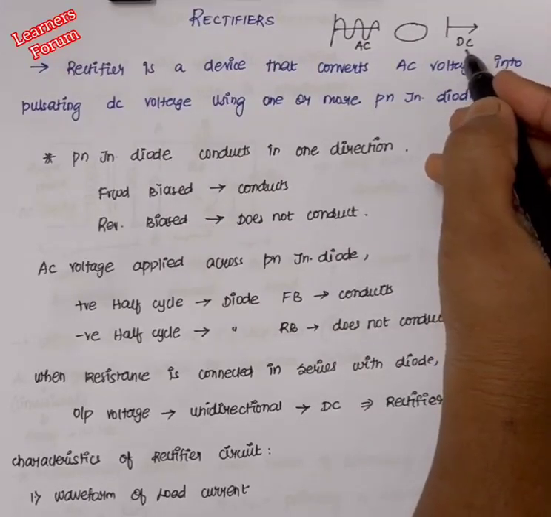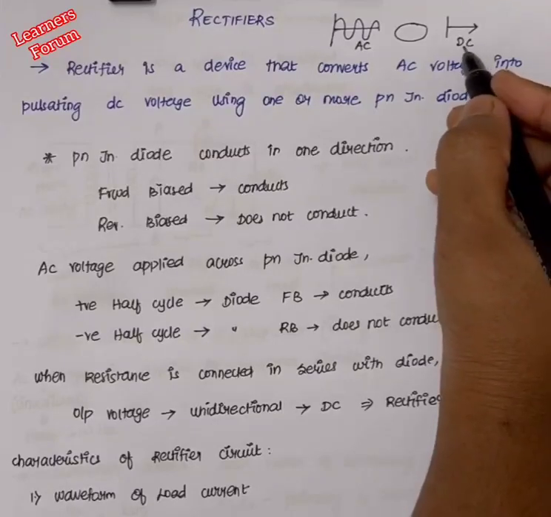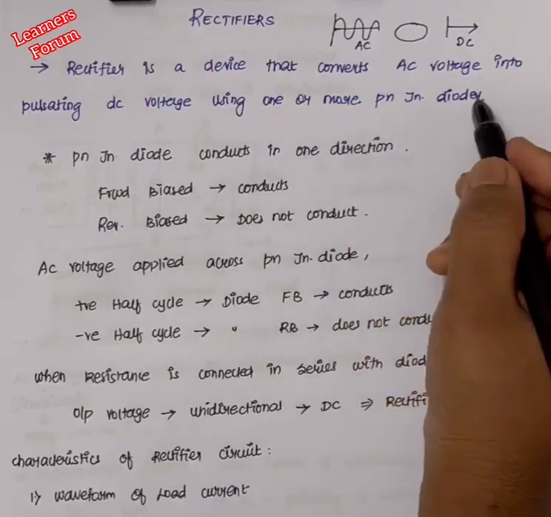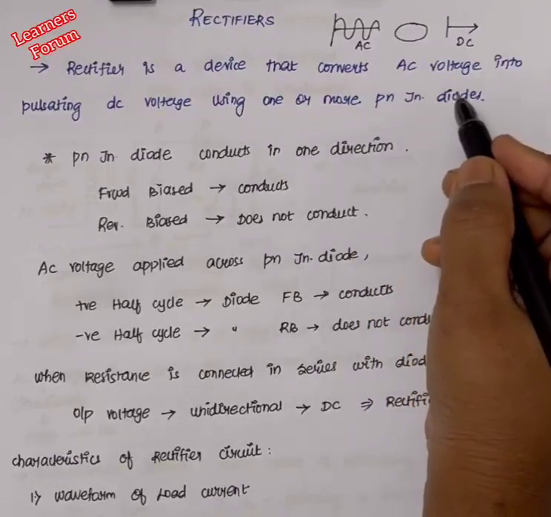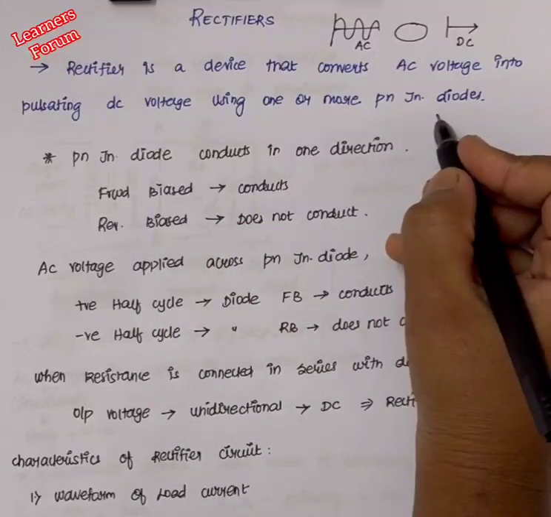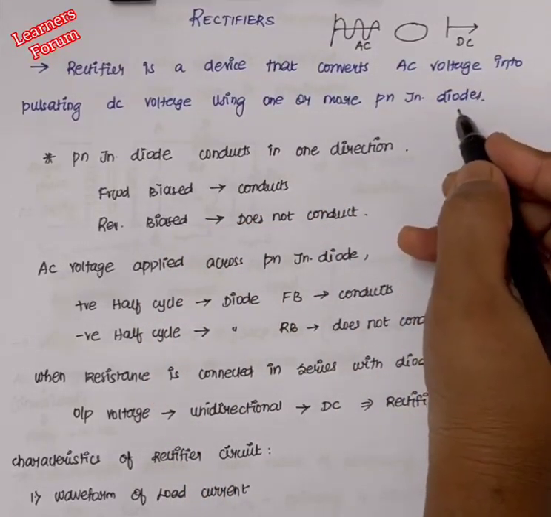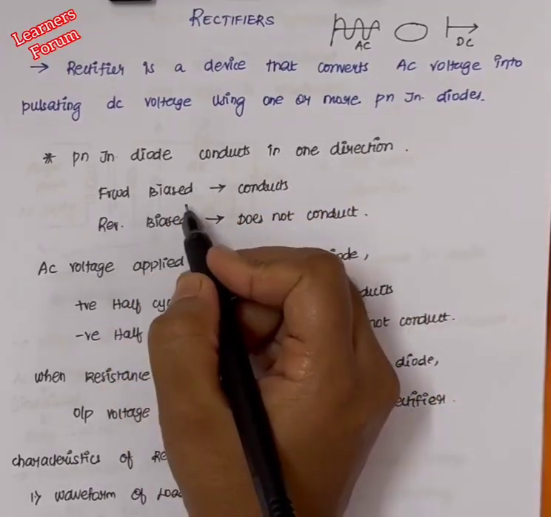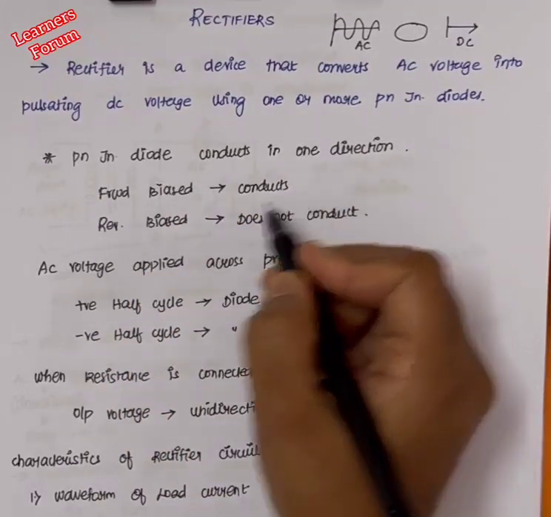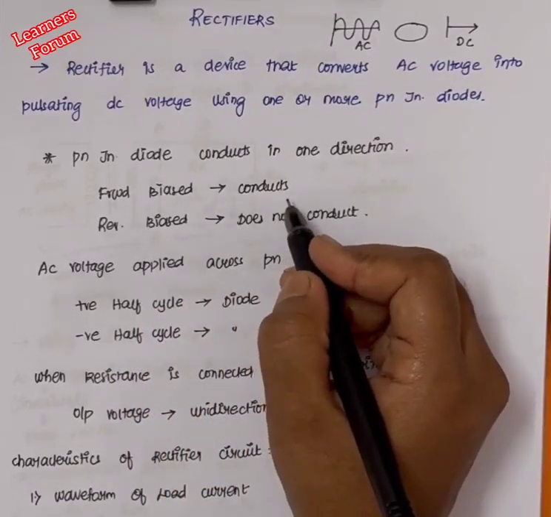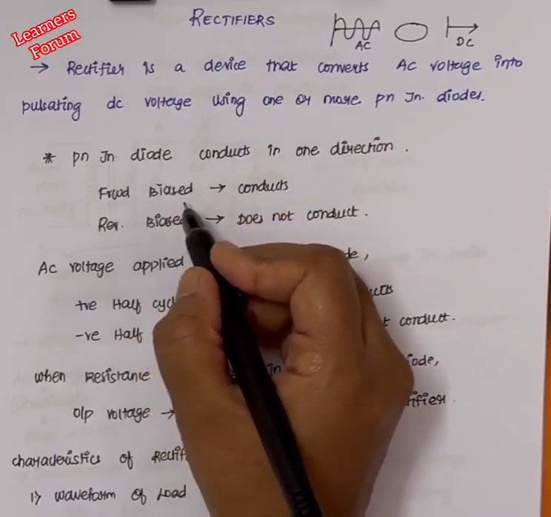Once after seeing the basic circuit operations, let us analyze the difference between a DC signal and a pulsating DC signal. Here we will be using one or more PN junction diodes. This is the basic process that occurs in a rectifier. The reason for using a PN junction diode in a rectifier is that it conducts in one direction, that is, when forward biased the diode conducts, and whenever it is reverse biased it does not conduct. So current flow occurs only whenever this particular junction diode is forward biased.